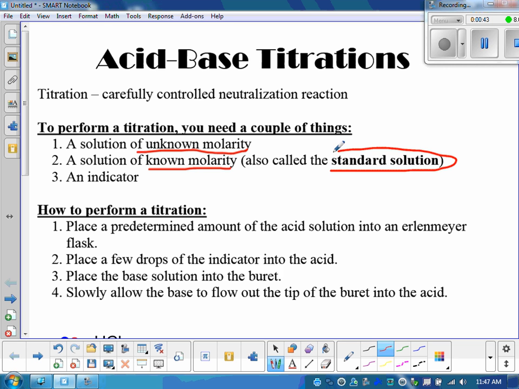This is referred to as your standard solution because it's a known molarity, and an indicator, and the indicator that we're going to use is phenolphthalein. We know from our other lab that phenolphthalein doesn't do anything to an acid, but as soon as it gets basic, up to about 8.3, then it's going to change to a pink color.